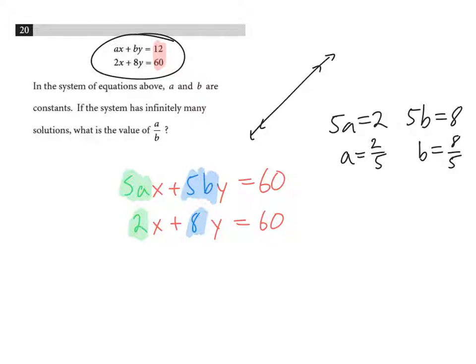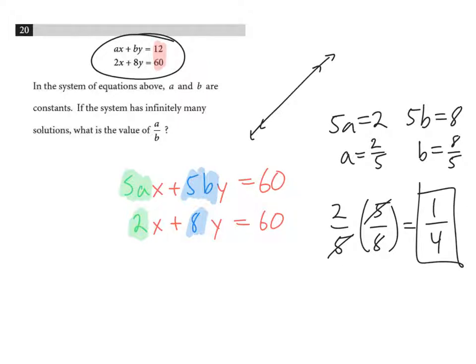If I want a divided by b, I'm going to do a divided by b. Well, I can turn that into multiplication. That's the same as a times the reciprocal of b, which is 5 on 8. The 5's cancel out, and I'm left with 2/8, which reduces to 1/4. So my answer for this is going to be 1/4.